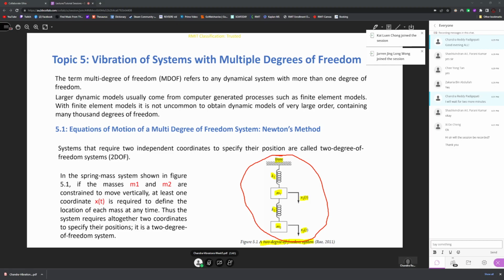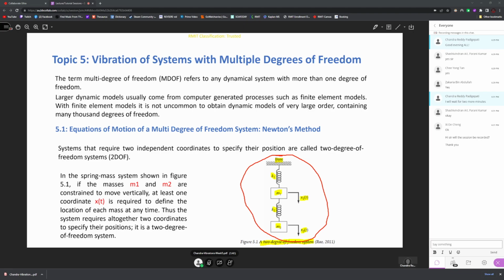Possible, we draw the free body diagram, then we'll try to derive the equations of motion. Then from the equations of motion, we'll try to find out the natural frequencies for 2-degree freedom systems. We say there will be two natural frequencies, omega-1 and omega-2. Then based on that, we'll be able to find out the response of the system.